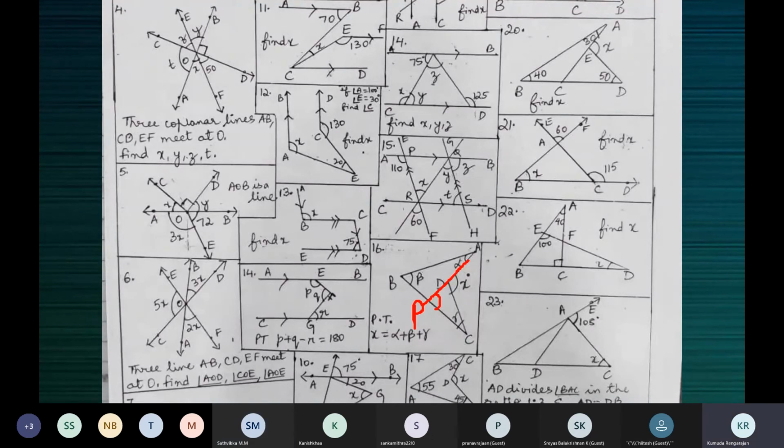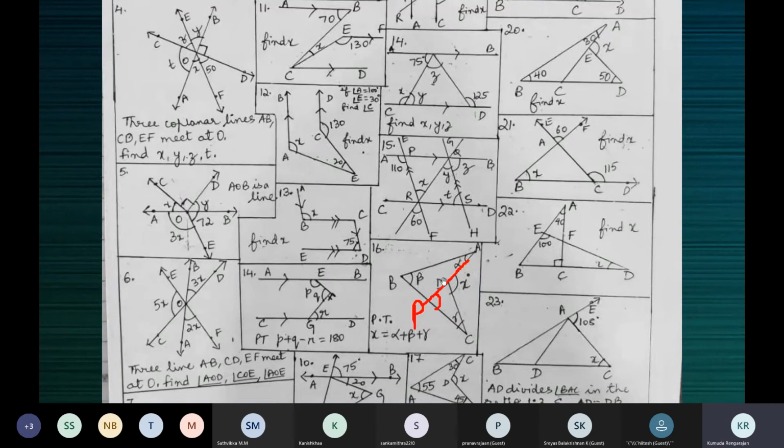Using the exterior angle property, angle APC is equal to? Angle beta, ma'am. Yeah, this is alpha, this is beta, this is gamma. Angle alpha plus beta is the exterior angle. Angle APC is equal to alpha plus beta.